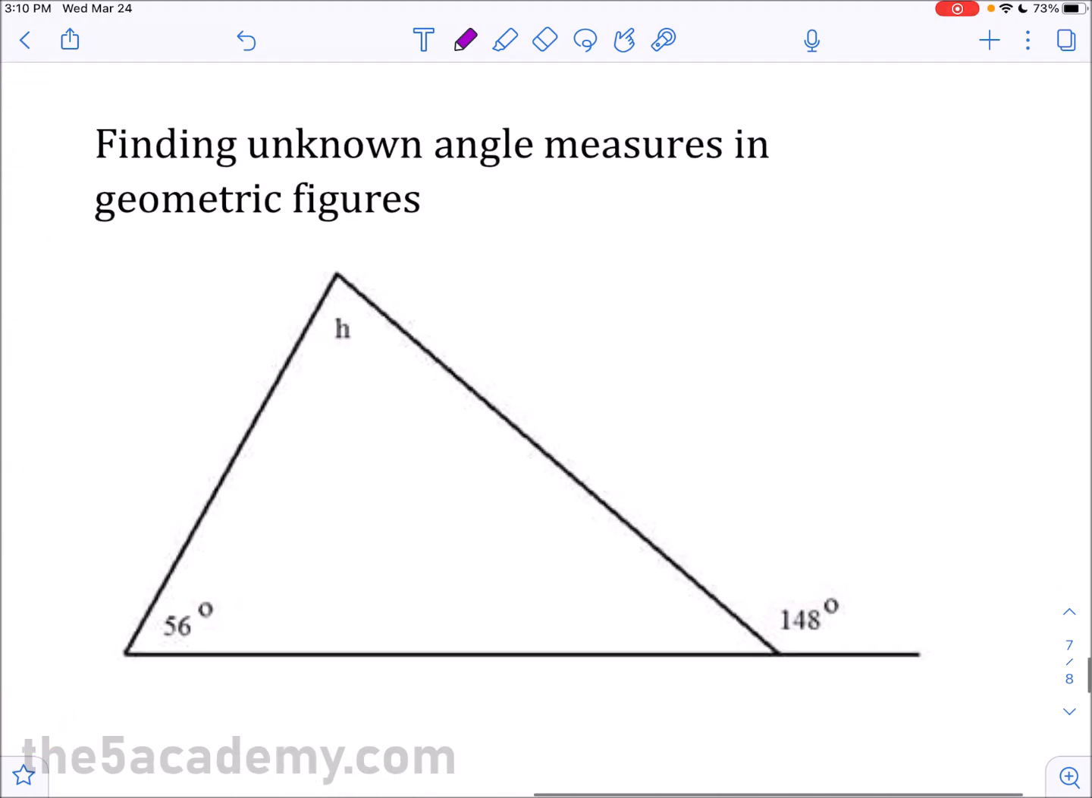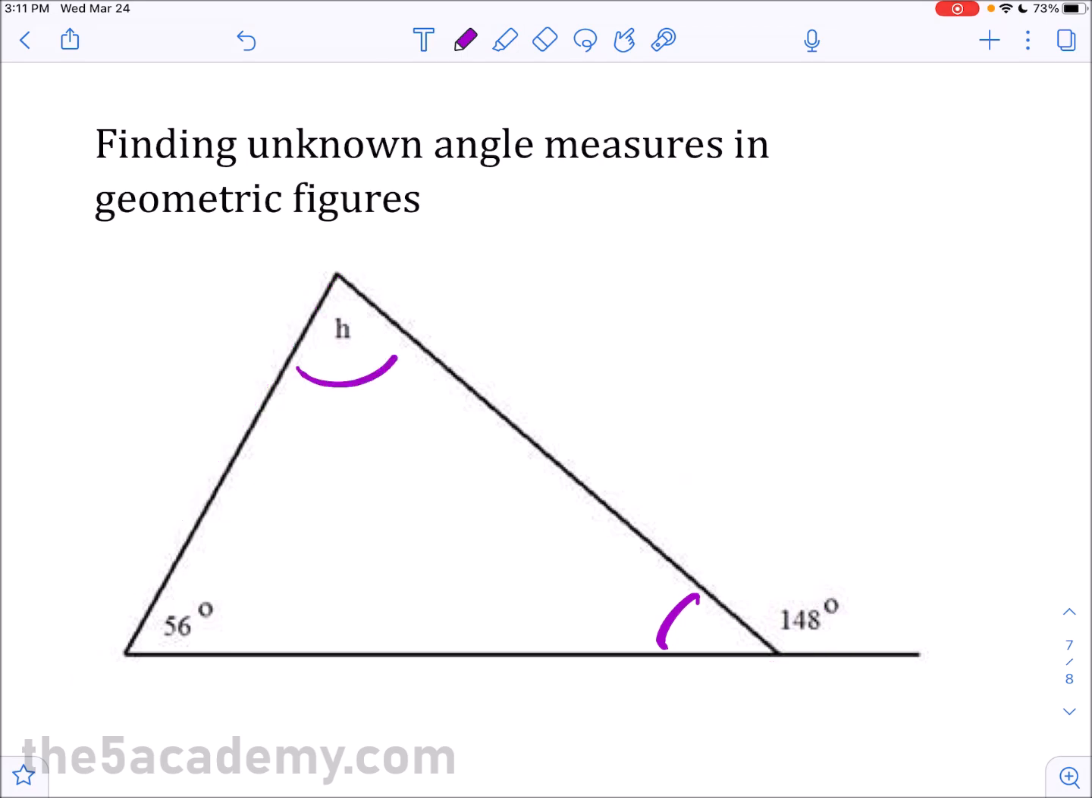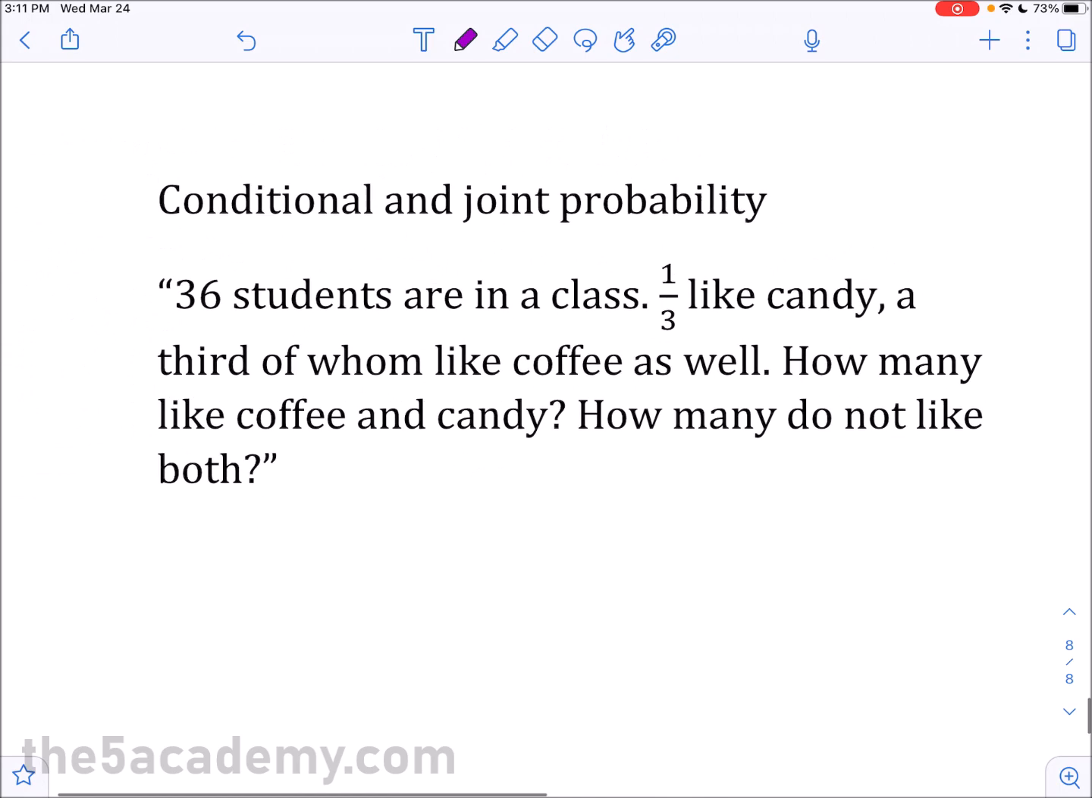Finding unknown angle measures in geometric figures. So if I asked you to find h, how would you do it? You have to use some properties that I'm not going to get into here. There's a lot of angle properties like alternate exterior angles, opposite angles, what the interior angle measures of a triangle add up to, things like that. But you should be able to solve something like this by first finding this angle, then using the fact that the inner angles of a triangle add up to 180. So this angle plus this equal 180.